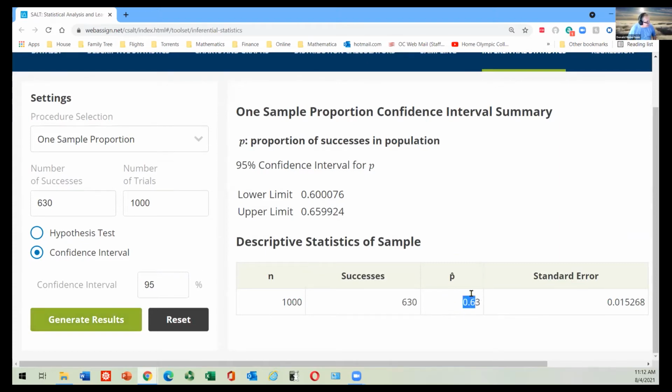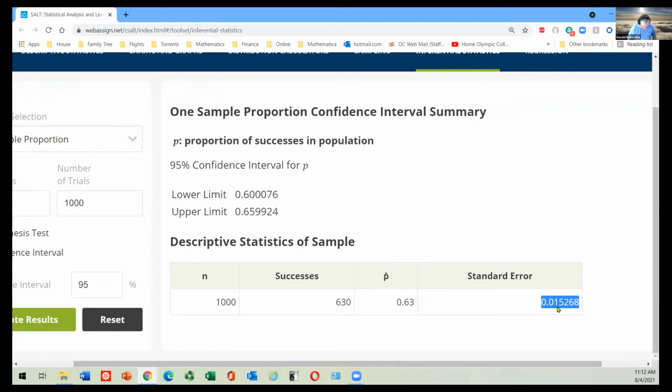And can you see the p hat is 0.63? Can you see the standard error? 0.0152. Wasn't that exactly the same guy I got if you round it off? Now, where is the interval? Lower limit, upper limit. Now, if you round these guys off to 3 decimal places, do you see that that guy says 600? And this guy here would have said 660. Right? Now, do you notice that is 1 digit off from the answer I got?